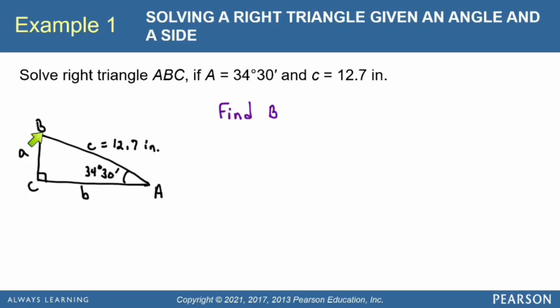And so to find angle B, I'm going to say that B is 90 minus the 34 degrees in 30 minutes. And you can do that on your calculator, and you'll find that B is 55 degrees in 30 minutes.